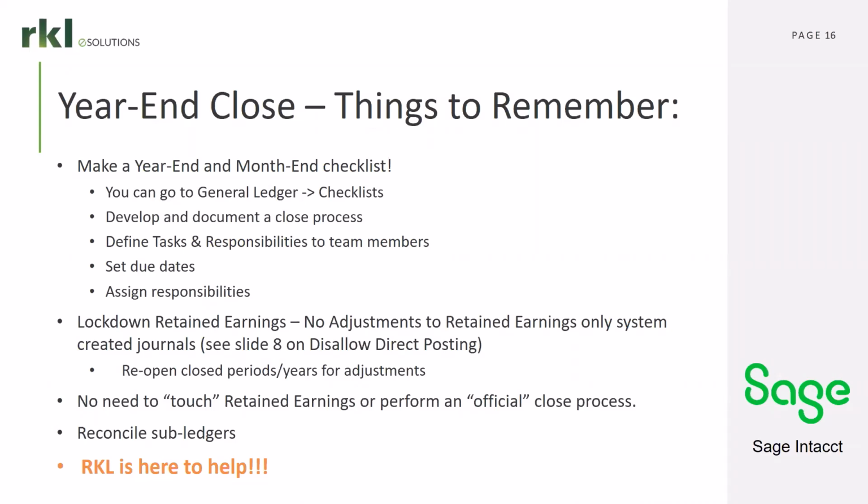You do want to make sure you reconcile your subledgers. If you run into any problems, provided that it's not that my AP aging doesn't match AP, because that's hard to fix at times. Sometimes it's super quick, but sometimes it's really hard. We're here to help.